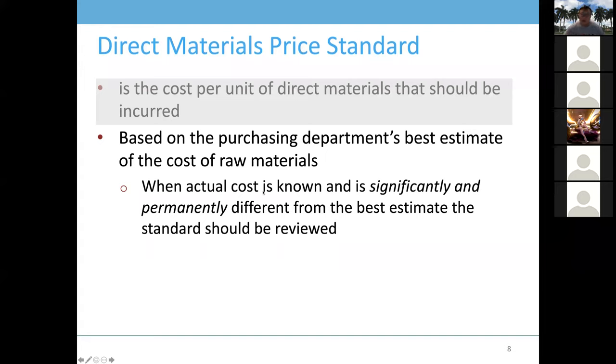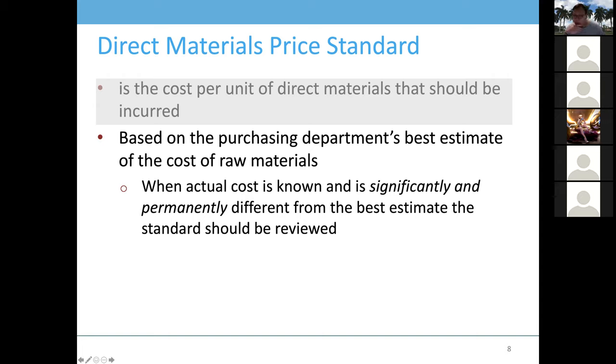So how do we know? Well, the purchasing department is the department responsible for ordering these raw materials. They probably have the best information, because that's their job. They place orders on these materials, so they would have a good idea of the price of those materials. Maybe it's fluctuating, but they may have a good idea.